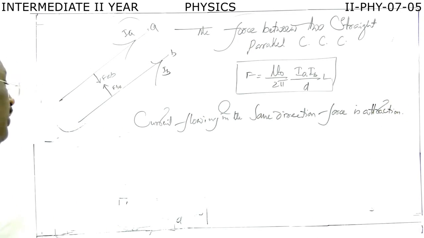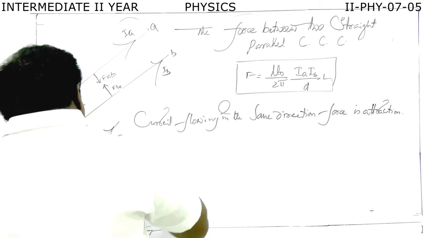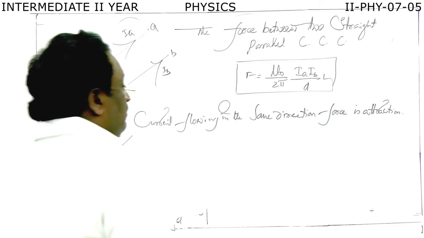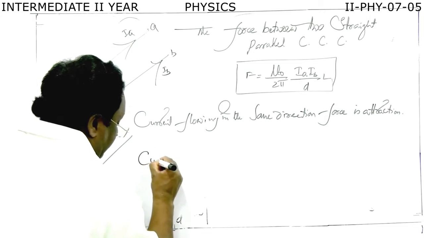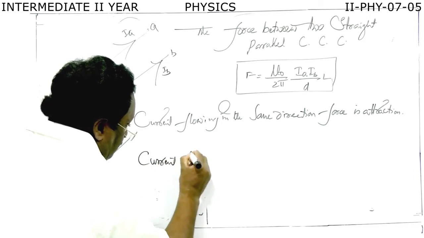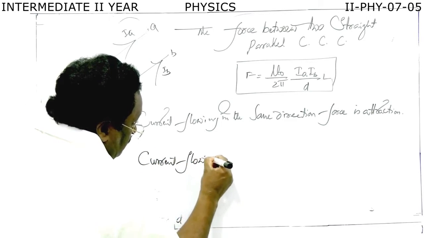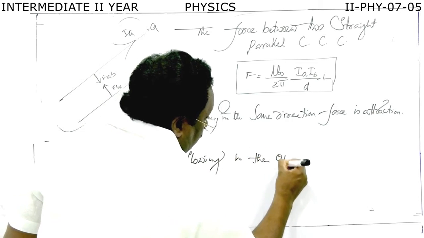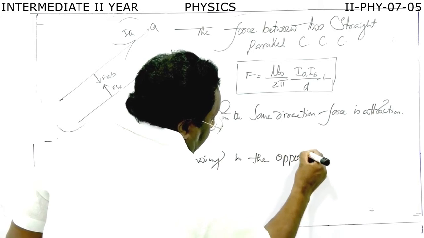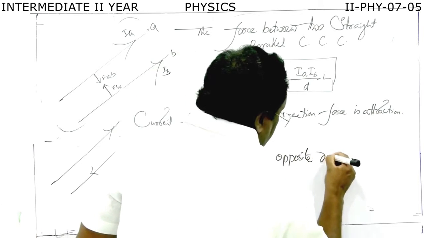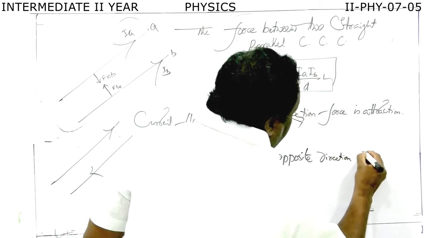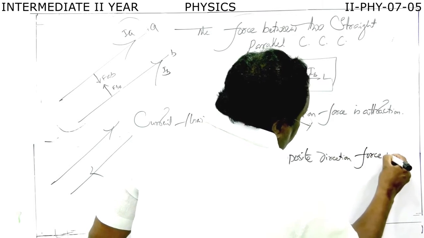Suppose the current is flowing in the opposite direction, anti-parallel, the current flowing in the opposite direction, the force is repulsive.